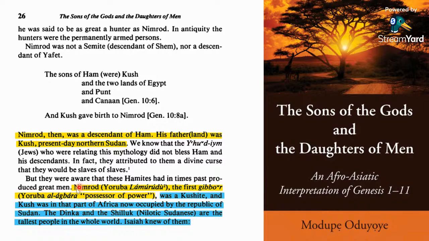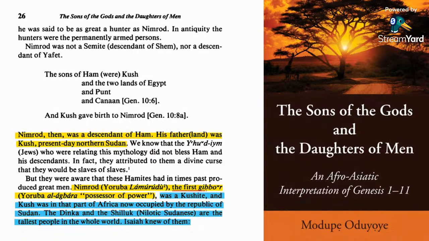All right, so again, ancient Cush is in Sudan or Nubia, and these people would be the Dinka and the Shilluk, or the Nilotic Sudanese, who are among the tallest people in the world. Isaiah knew of them. Now, before I continue, I just want to point out something real quick that's showing a little connection between the Yoruba dialect and the Hebrew dialect. For example, right here, where it says the first Gabor, which means ruler or king or power, right here.